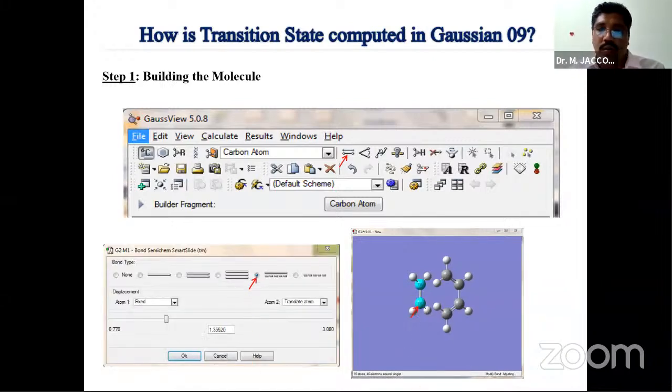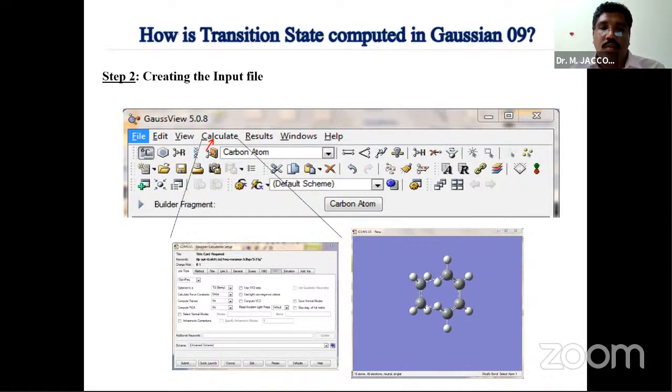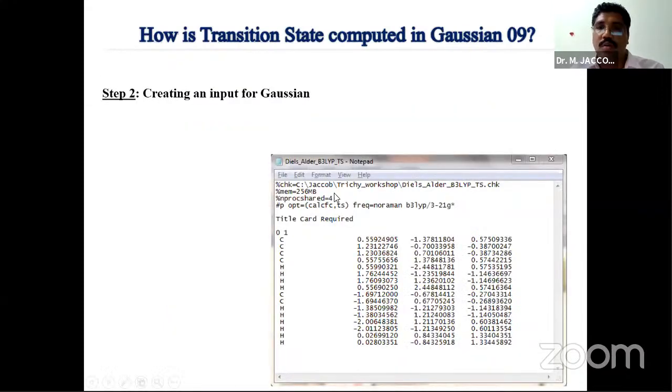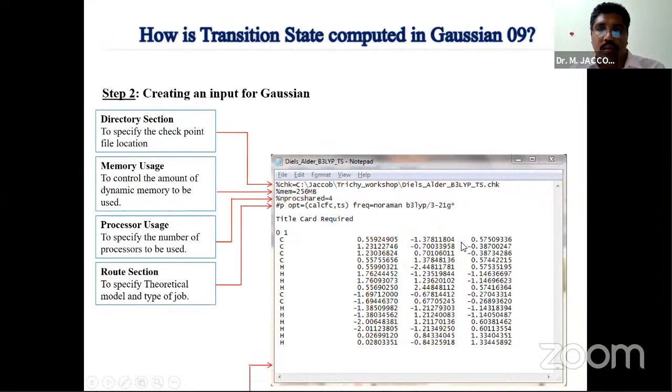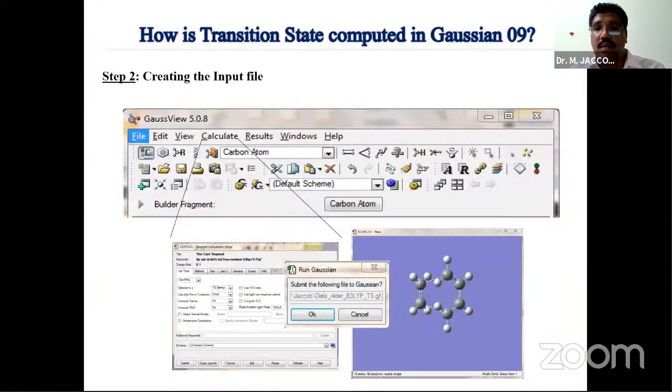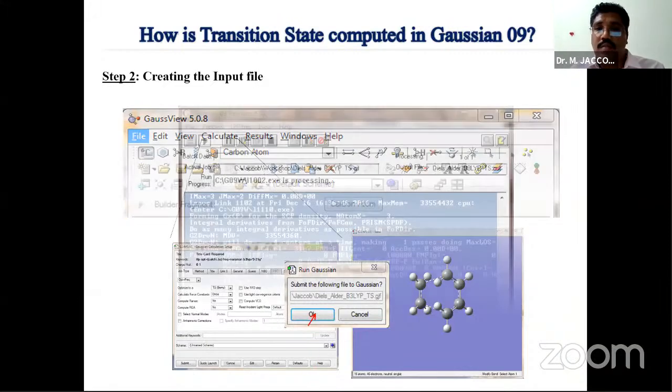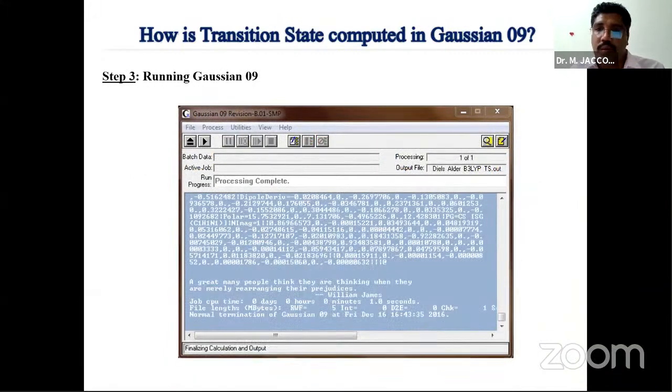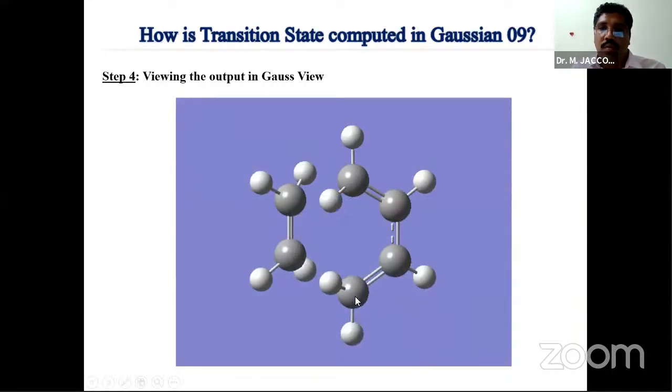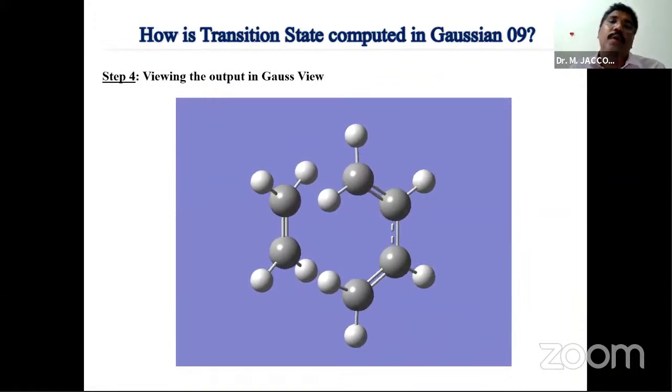I'm changing the bond lengths and adjusting things to get the transition state I need. Once it is done, I'm giving the input for the calculation and saving it. You know how to calculate: opt, TS, eigentest, frequency, Raman, everything is given. These are all the things I already discussed. Okay, I'm submitting the job. The job is running. After some time, the calculation is over. It is submitted in the server. Okay, done. I'm viewing the particular transition state.